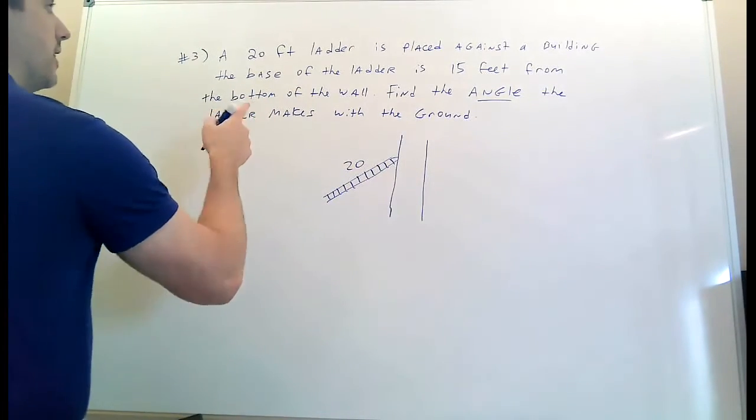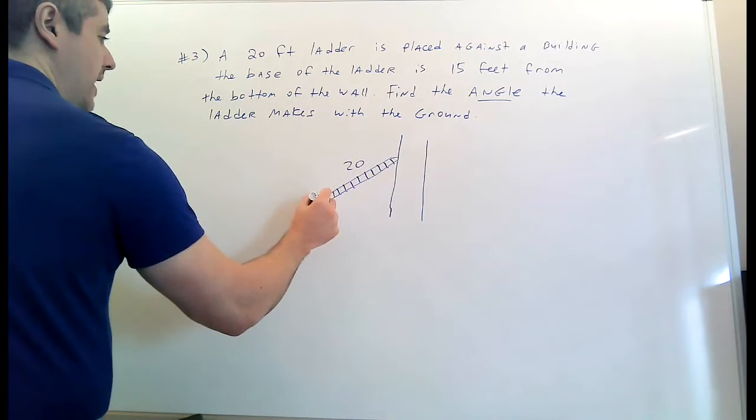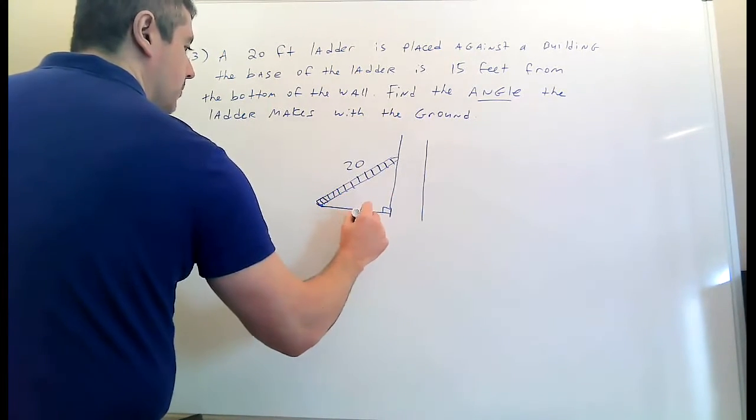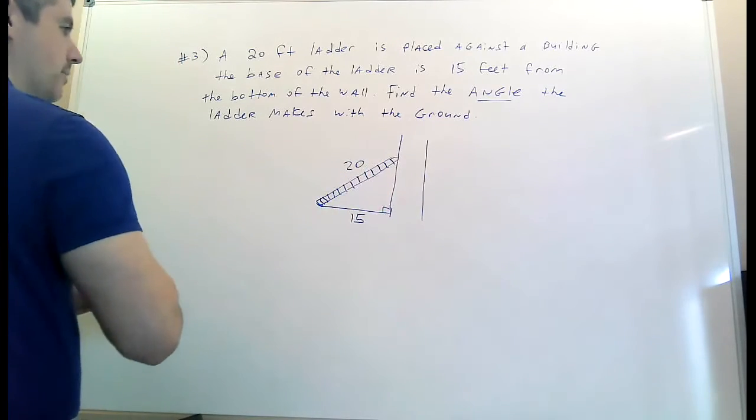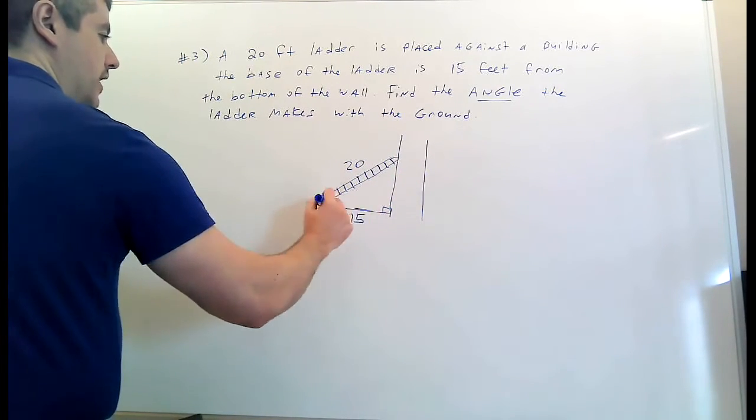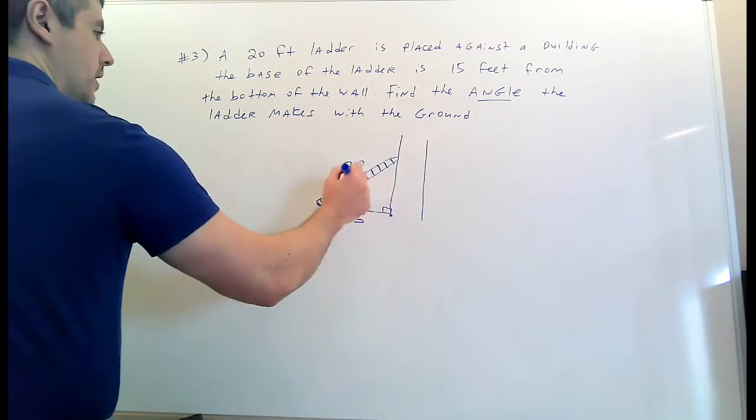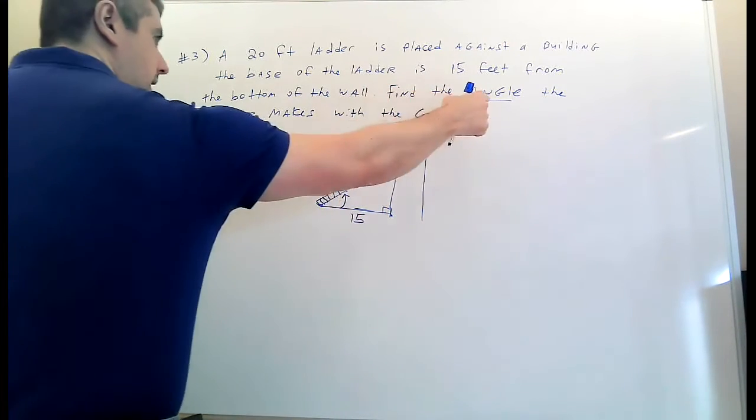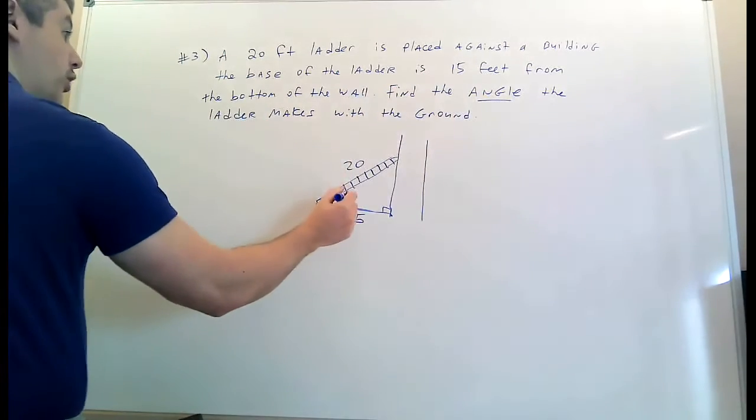Now, they also tell you that the base of the ladder, I don't know what that means. The base is the bottom. This is the base of the ladder. They're telling you that it's 15 feet from the bottom of the wall. Well, look, a triangle. Yay. There's the building. There's the bottom of the ladder. It's 15 feet from the bottom of the wall. The ladder is 20 feet. I want to know the angle that the ladder makes with the ground.